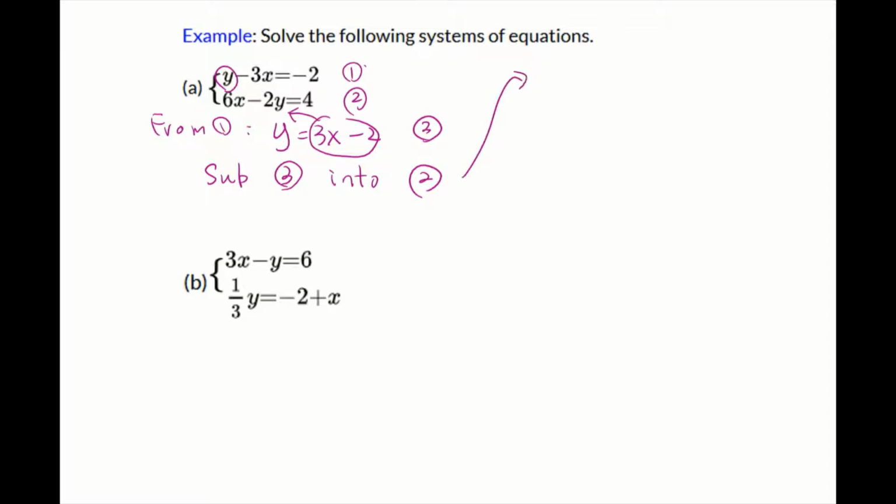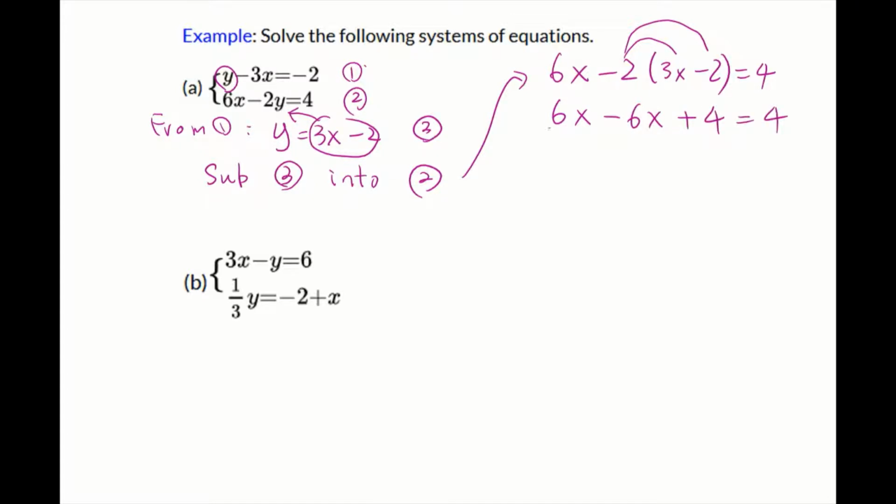I'll do it over here. So I have 6x minus 2, instead of y, I'm having 3x minus 2 equals 4. Okay, now solve for x. So distribute the negative 2x. 6x minus 6x plus 4 equals 4. Combine like terms, these two cancel out.